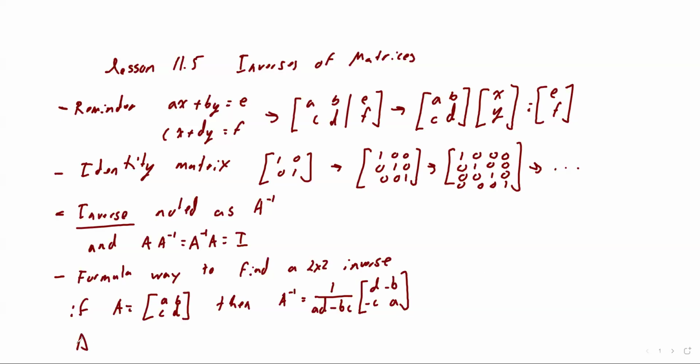A little extra note here, I'll add it to the bottom of this one. If AD minus BC, the determinant, is equal to 0, it is not invertible because you can't divide by 0. So therefore, if you do get AD minus BC equal to 0, then that 2 by 2 matrix does not have an inverse.